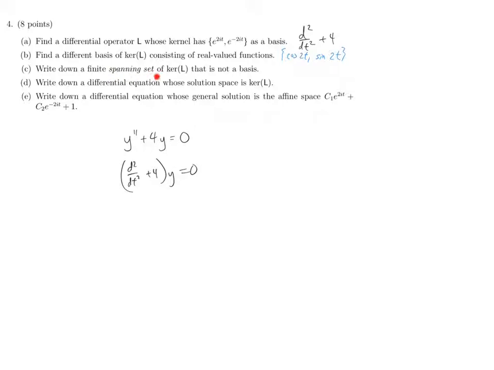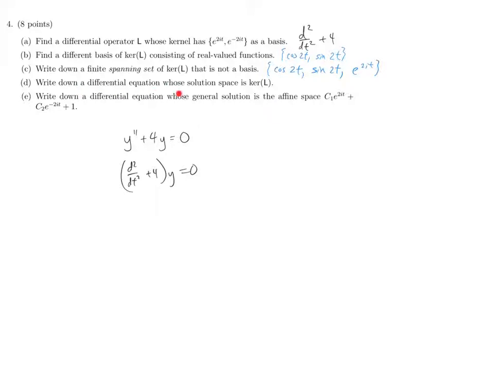Write down a finite spanning set that is not a basis. Well, you can just add anything you want to here, and it will work. Well, so I should say anything you want that's a solution. You can't just add anything. Sine of 2t, so let's add e to the 2it. There we go. It spans, but it's not a basis because it's not linearly independent.